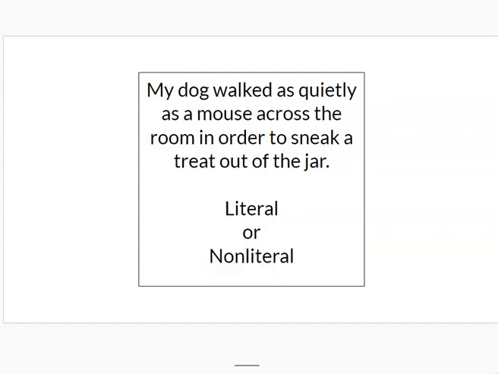My dog walked as quietly as a mouse across the room in order to sneak a treat out of the jar. Is it literal? Can a dog really walk as quietly as a mouse? Or is it non-literal? Is it just descriptive to describe how quietly the dog walked? Pause the video and think about your answer. My dog walked as quietly as a mouse across the room in order to sneak a treat out of the jar is non-literal. As hard as a dog might try, a dog cannot be as quiet as a mouse. A dog is a lot bigger than a mouse, so they can't ever be as quiet as a mouse. But it's descriptive language to help us understand exactly how quiet the dog was when the dog walked across the floor. Let's look at 2 more examples.